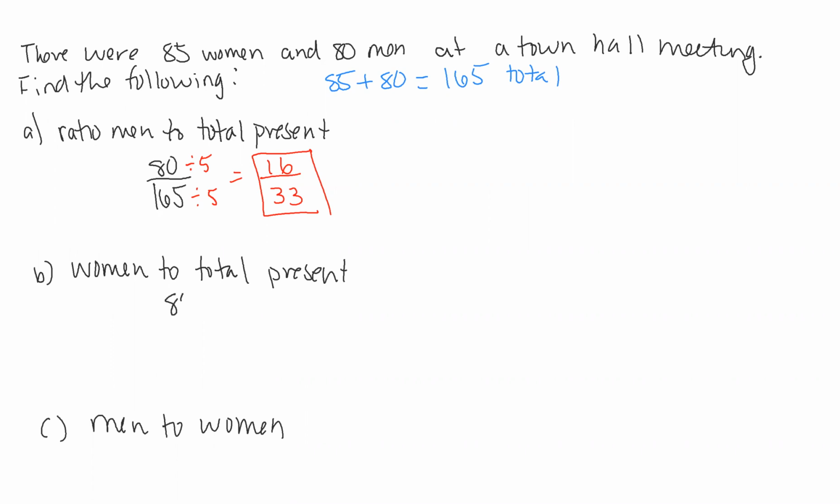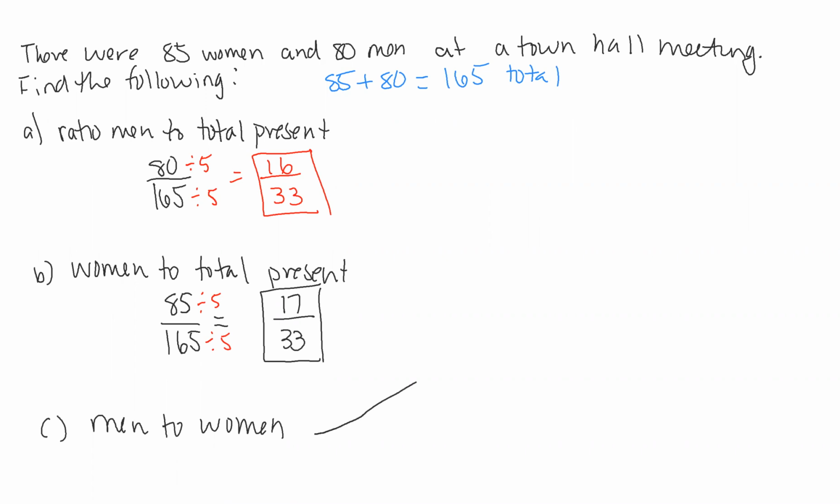Now, there were 85 women present and total 165 people. So we divide by 5 again. Well, 85 divided by 5 is going to be 17. 165 divided by 5 is still 33. So for every 17 women present, there were 33 people in total.